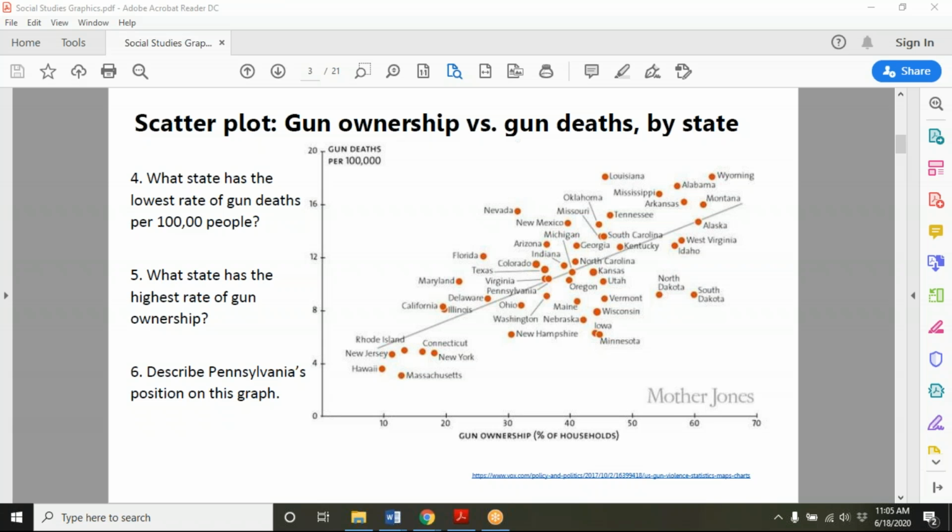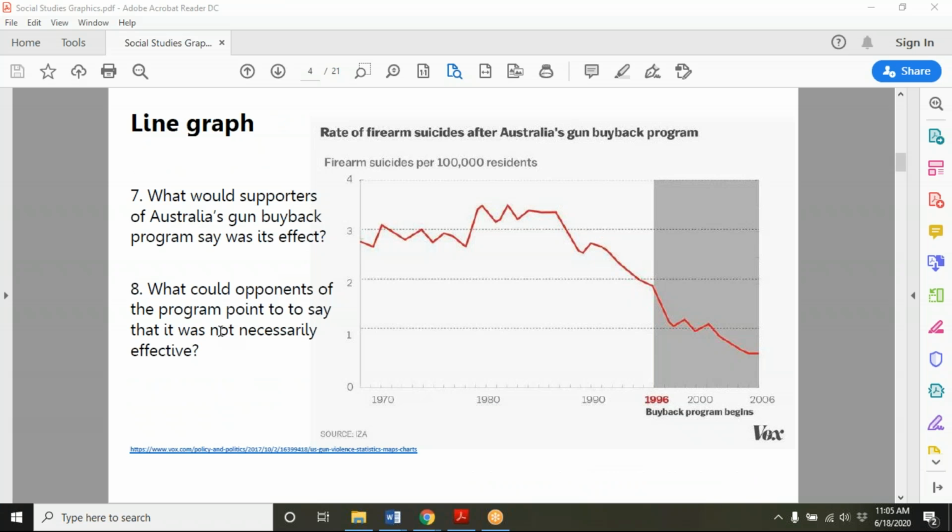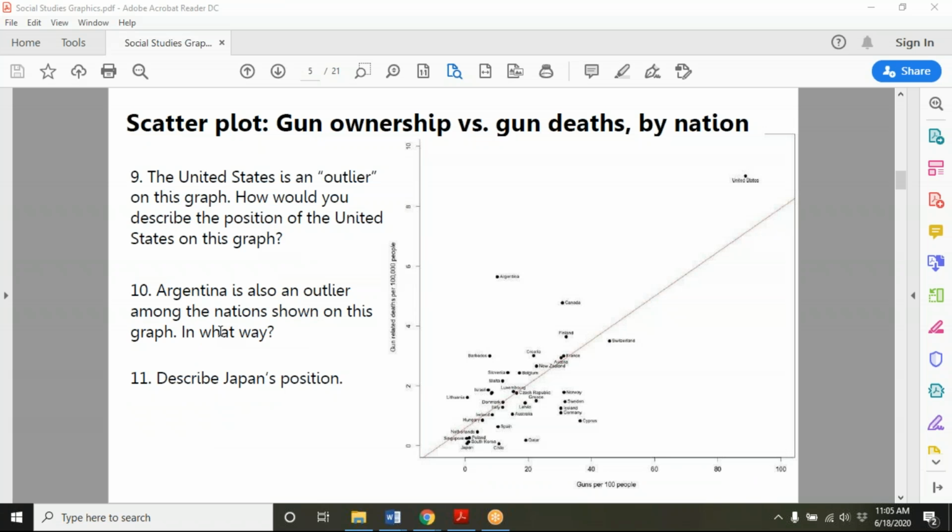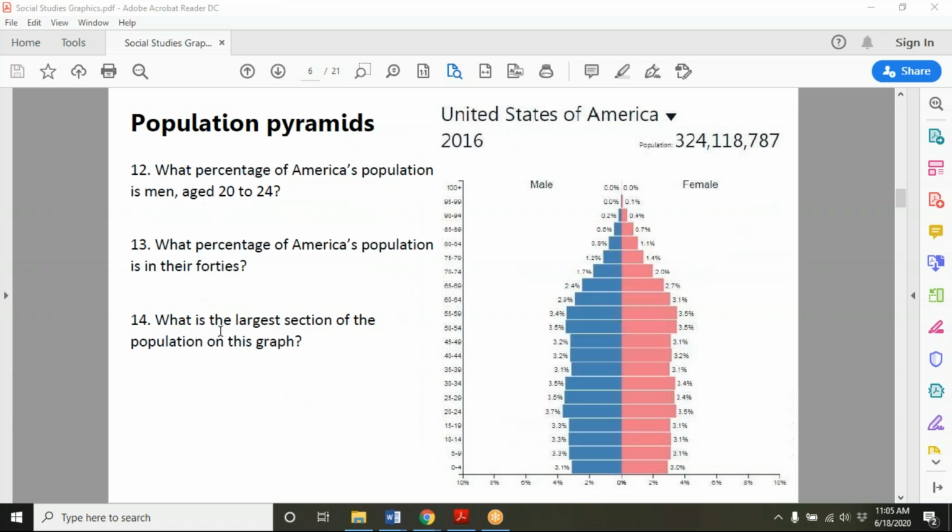You can learn some there. You can see overall trends, if one piece of data lies outside the average in one way or the other. Line graphs, we looked at that, another scatter plot. These were fun, the population pyramids.